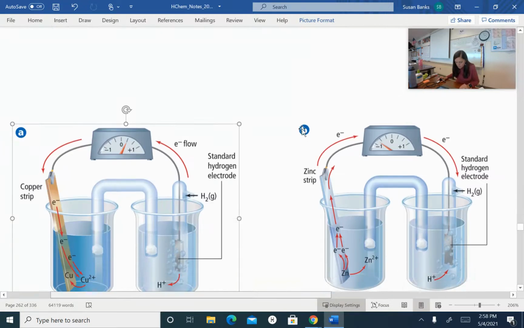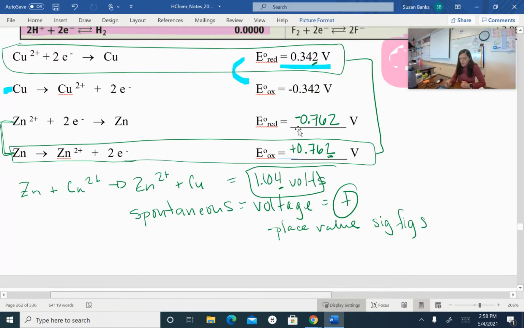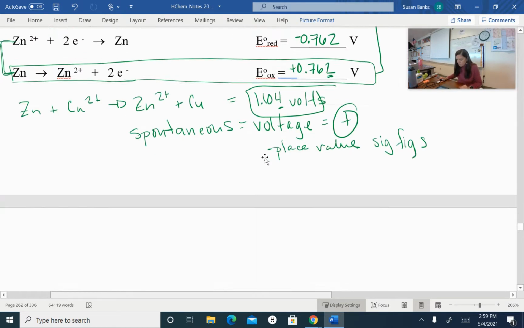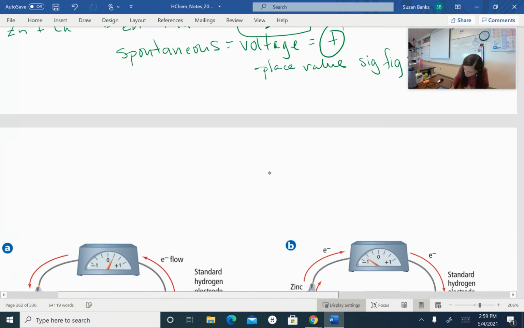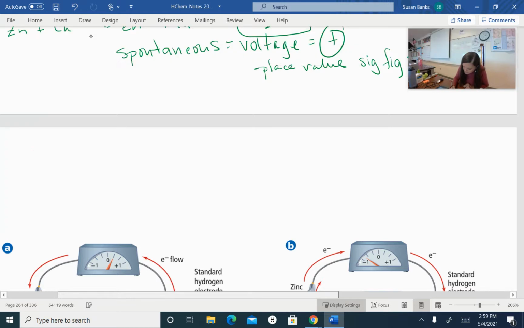Copper, we have going to copper plus 2. So we're still going to use this same equation. We have copper plus 2 plus 2 electrons going to solid copper, giving us a voltage of 0.342 volts.